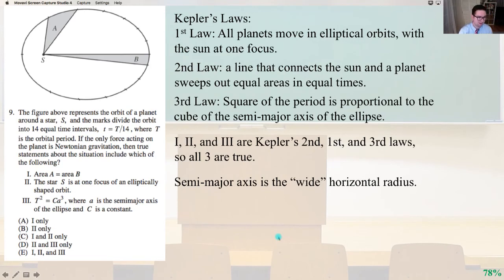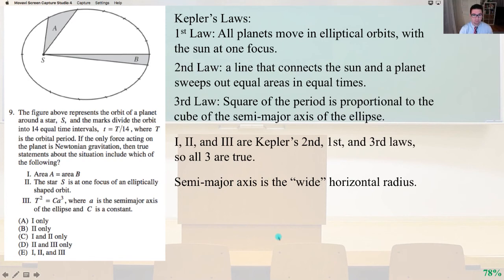Figure above, number 9, represents the orbit of a planet around a star S, and the marks divide the orbit into 14 equal time intervals. Little t equals capital T divided by 14, where the capital T is the orbital period. If the only force acting on the planet is Newtonian gravitation, then true statements about the situation include which of the following? Kepler's laws. Easy to remember, a good thing just to memorize for the exam. There's a good chance you're going to get one Kepler's law thrown at you. So let's just walk through them.